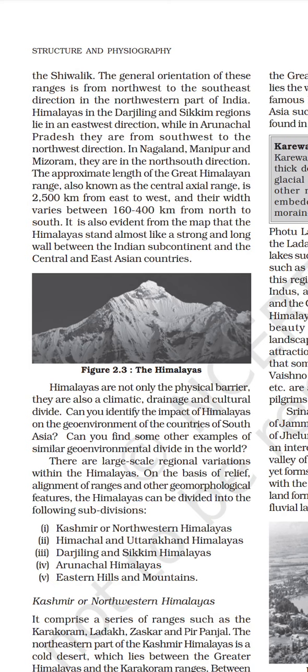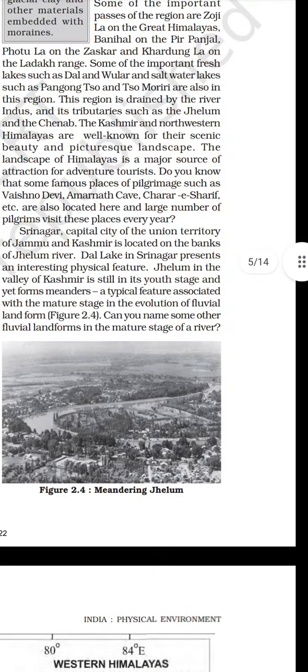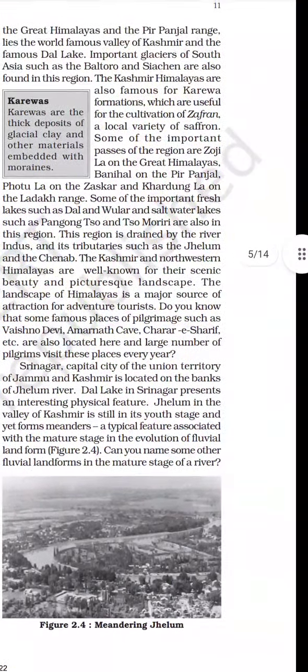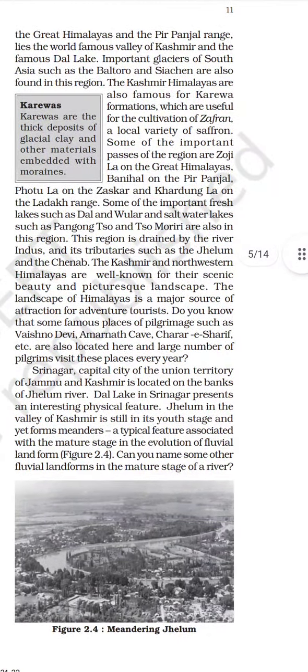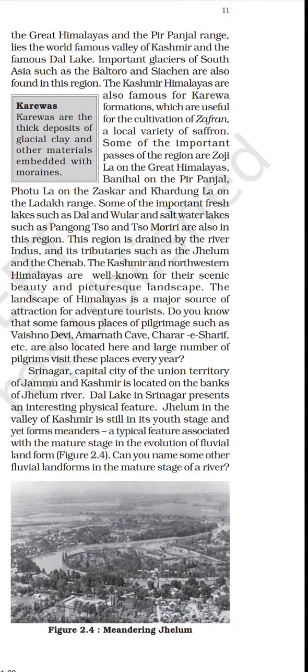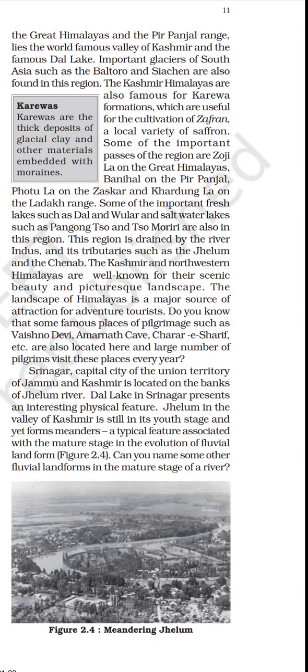Kashmir or Northwestern Himalayas. It comprises a series of ranges such as the Karakoram, Ladakh, Zaskar, and Pir Panjal. The northeastern part of the Kashmir Himalayas is a cold desert which lies between the Greater Himalayas and the Karakoram ranges. Between the Great Himalayas and the Pir Panjal range lies the world famous Valley of Kashmir and the famous Dal Lake. Important glaciers of South Asia, such as the Baltoro and Siachen, are also found in this region.